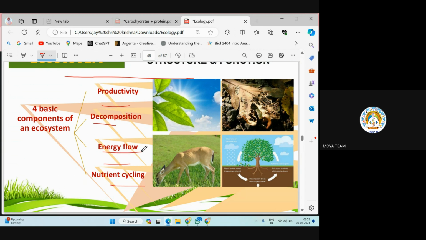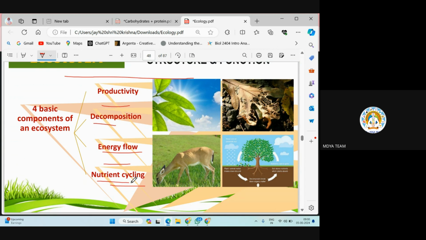Next is energy flow. Energy flow means plants are trapping sunlight energy. The light energy which plants trap in the form of glucose should flow. How should it flow? From plants, herbivores will take that energy. From herbivores, carnivores will take that energy. From small carnivores, big carnivores will take that energy.